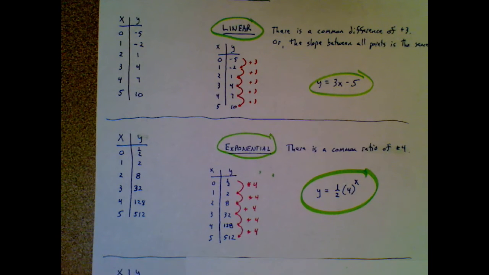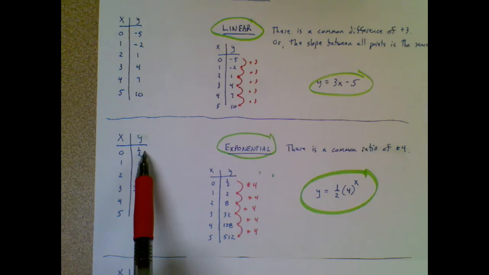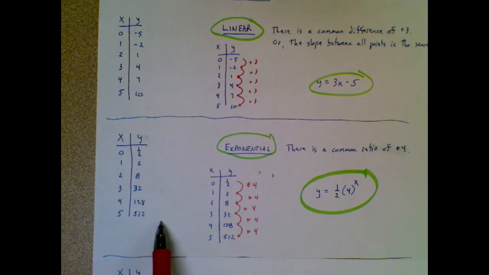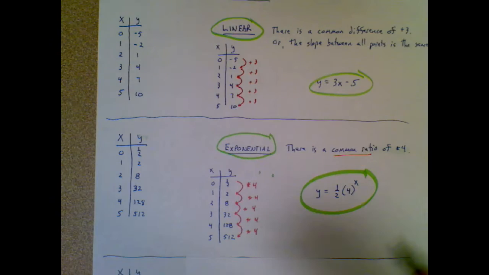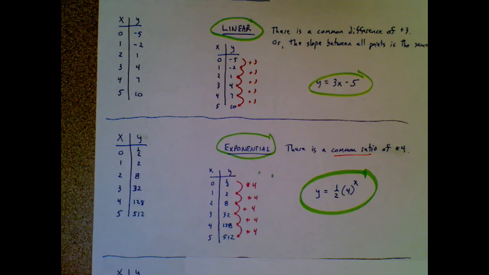The next thing you might try is, hey, are we multiplying every time? And in this case, times 4, times 4, times 4, times 4, times 4. It keeps working. So what we have is what's called a common ratio of times 4. Anytime you have a common ratio, you have an exponential scenario.